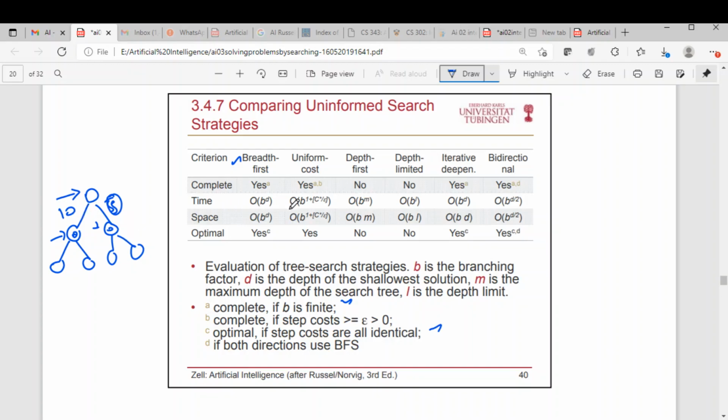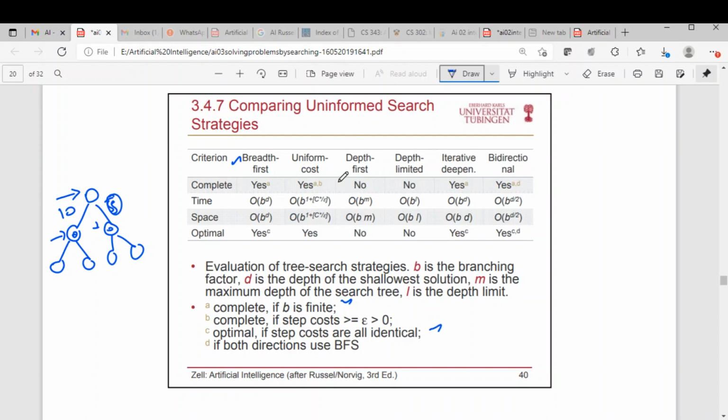And what is its time complexity? It is order of b to the power c star by epsilon plus 1. Basically, in breadth first search also, instead of b to the power d, you can call it b to the power d plus 1 if the goal test is done during expansion. This c star is the cost of the optimal path, and epsilon is the step cost. Space complexity is also the same. Is it optimal? Yes, it always provides the optimal solution. There are no conditions on that.